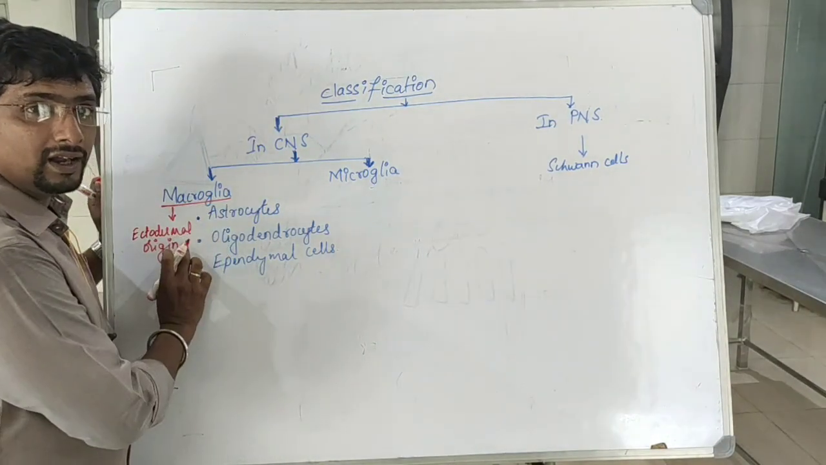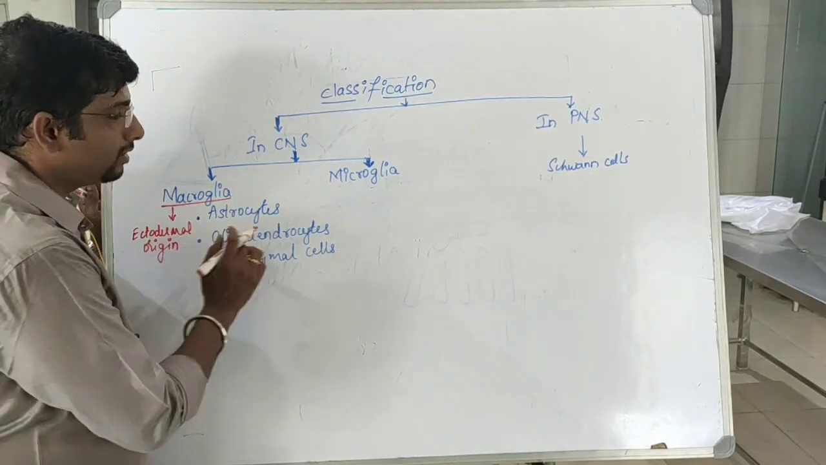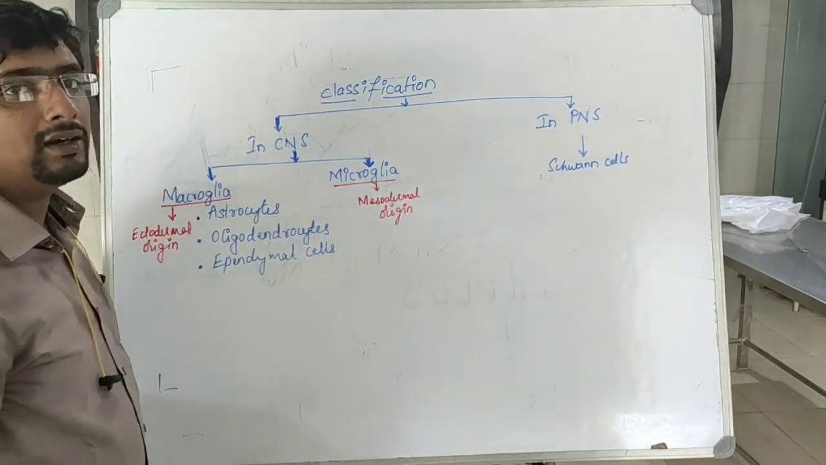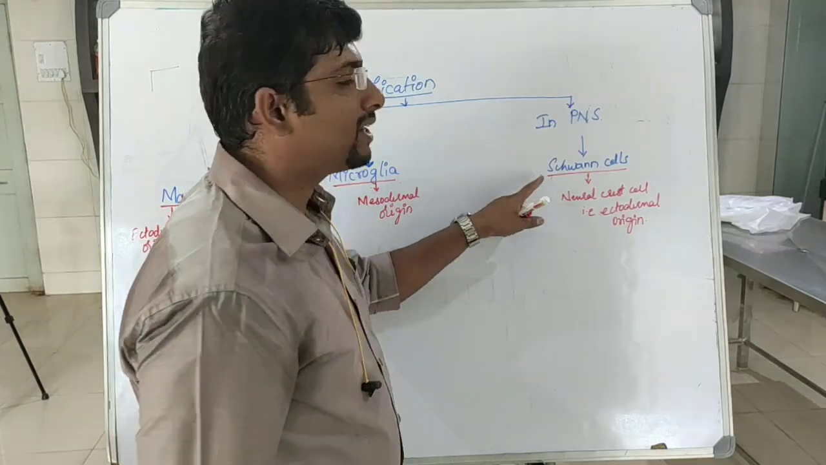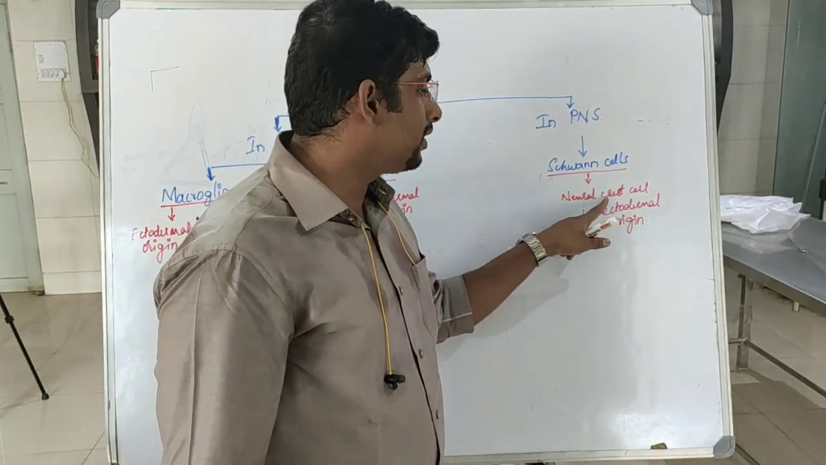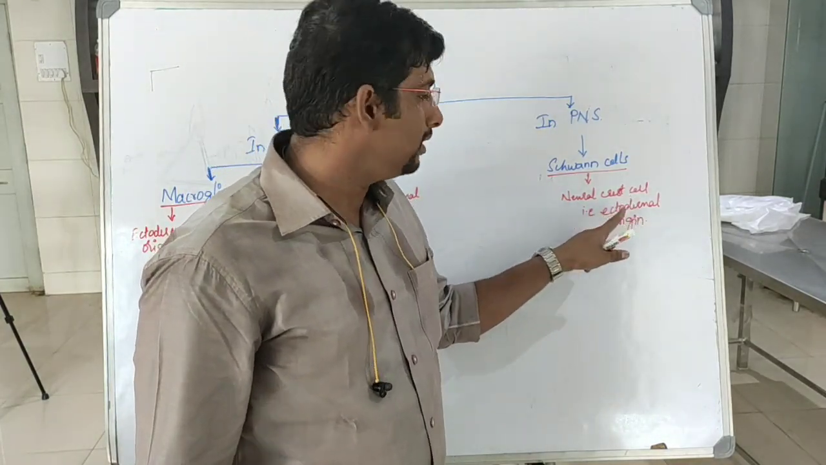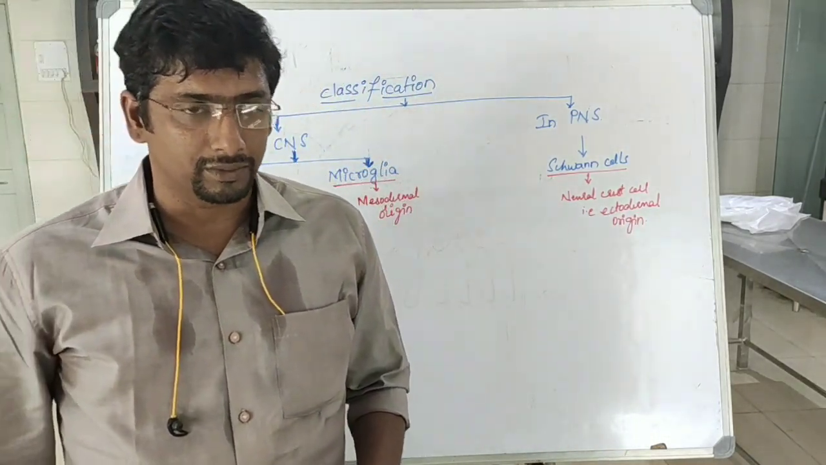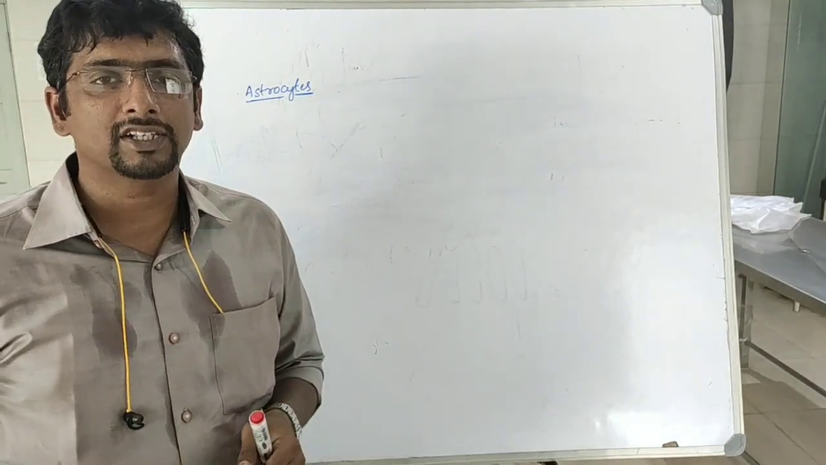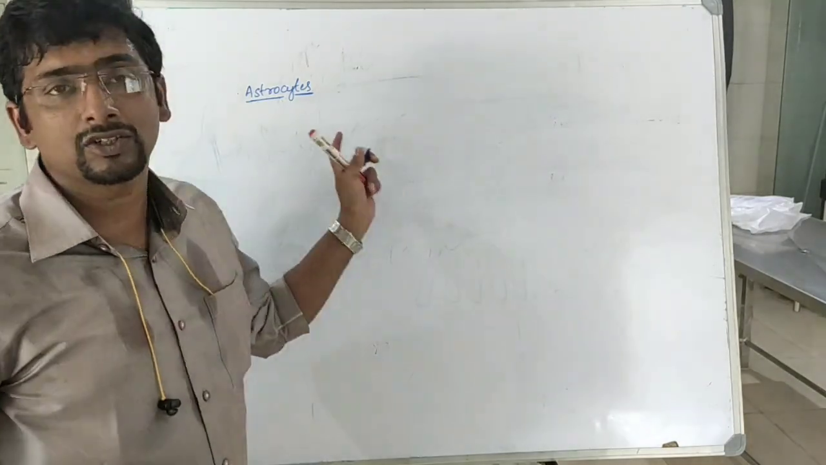Macroglia are ectodermal in origin. Microglia are mesodermal in origin. The Schwann cells are of neural crest cell origin, so they are also ectodermal in origin. Now we will discuss the astrocytes first.